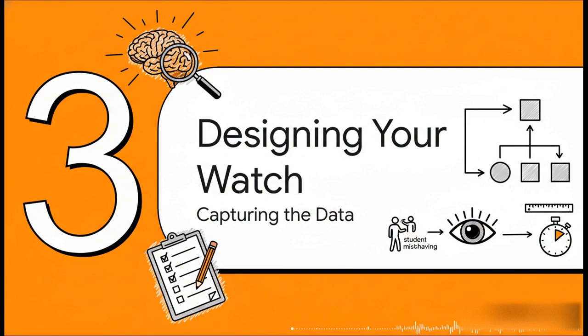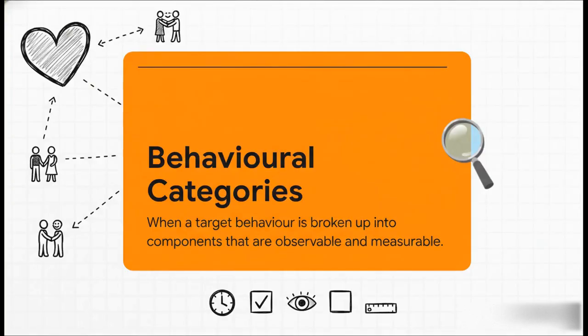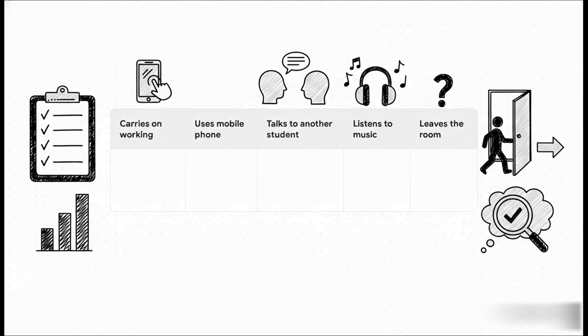You need a system. And that system starts with behavioral categories. You have to break down the behavior you're interested in into tiny, observable, and measurable pieces. So a vague concept like affection gets turned into a concrete checklist: hugging, kissing, holding hands. It has to be so clear that there's no room for guesswork. Either it happened or it didn't. Simple as that. Just look at this table. It's a perfect example.